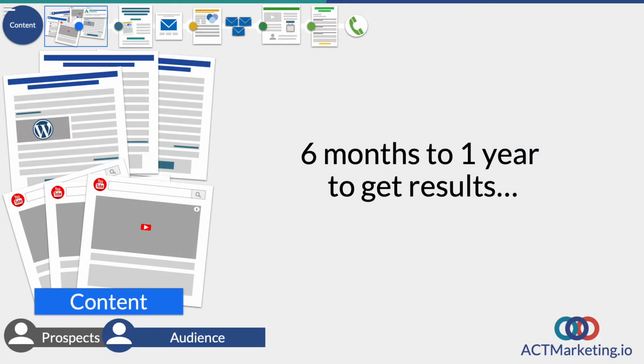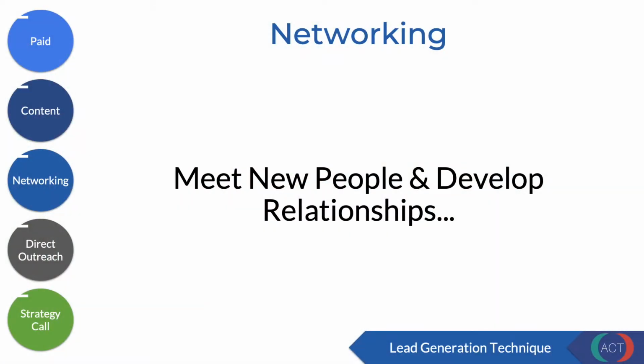And before we move on to technique number 3, just keep in mind that content's going to take anywhere from 6 months to a year to start to produce results. Of course, the benefit, you don't have to spend $5K right out of the gate like you do with paid ads in order to get things rolling and get things to start working. Now, technique number 3 here is going to be networking. This is going to be very budget friendly and very, very time intensive.